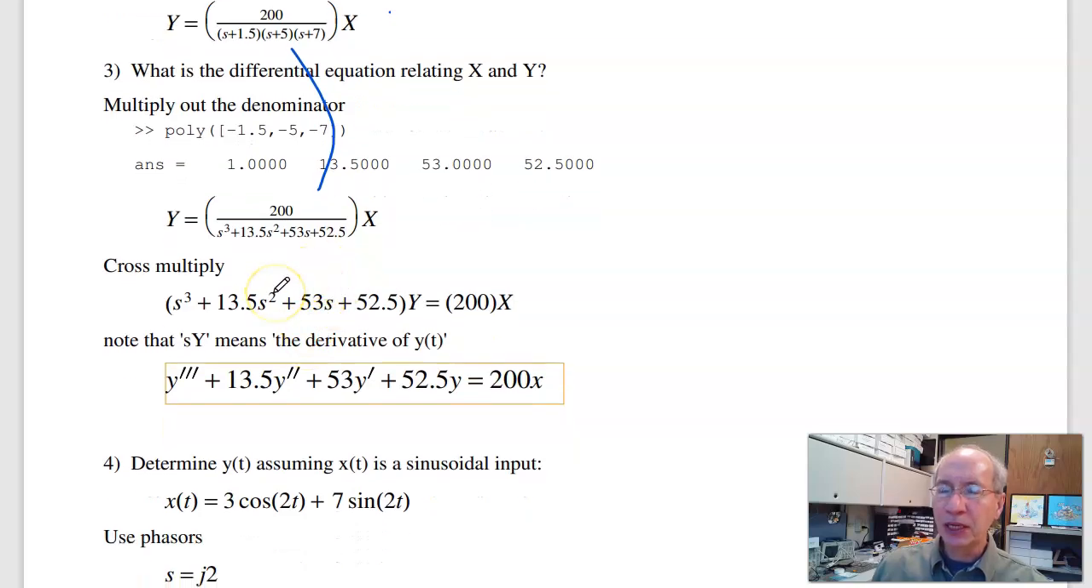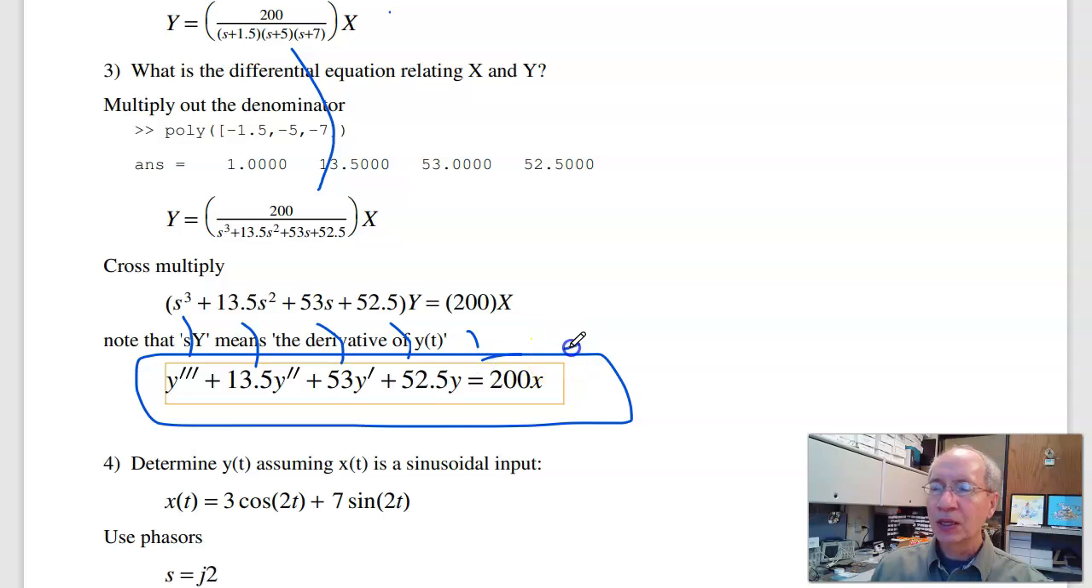Now cross multiply and note that sy means the derivative of y. S cubed is the third derivative, second derivative, first derivative, y, and x. So that's the differential equation that corresponds to that transfer function. So anytime you see a transfer function in S, think differential equation.